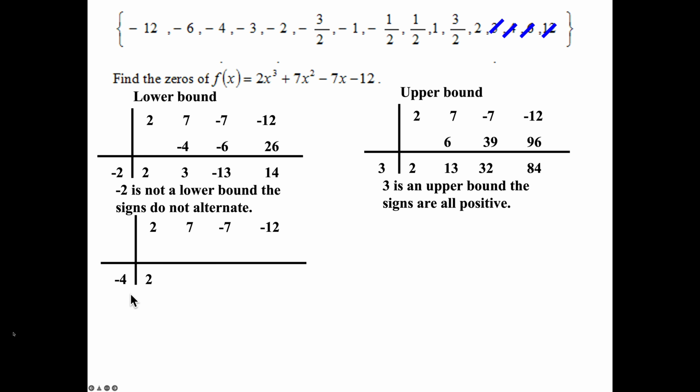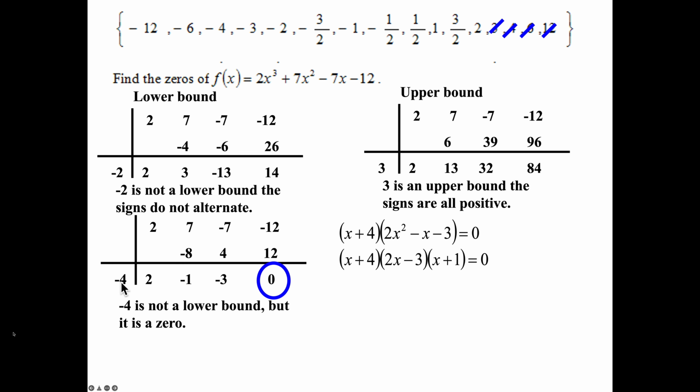Bring down the 2. Negative 4 times 2 is negative 8, plus 7 is negative 1. All right, things are looking good. My signs are alternating. Negative 4 times negative 1 is positive 4. Minus 7 is negative 3. Negative 4 times negative 3 is positive 12. Whoa, wait, check this one out. We got a 0. We found a factor. Even though it's not a lower bound, my signs didn't alternate, but I kept on going, and I found a 0.